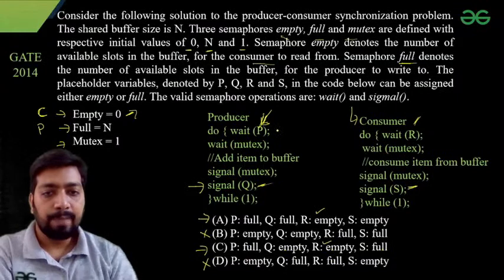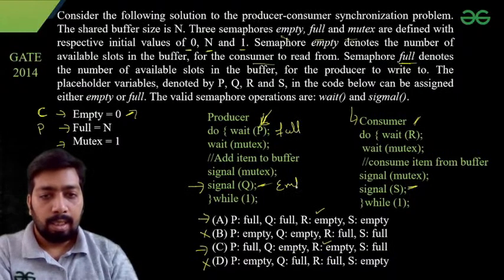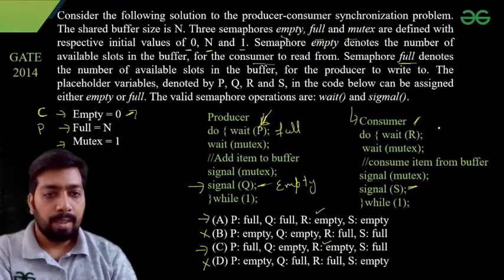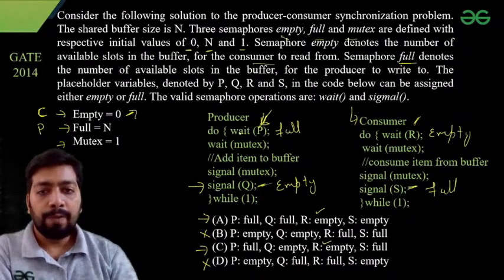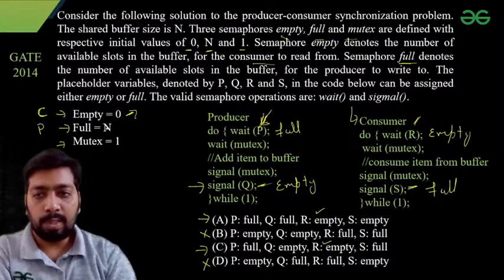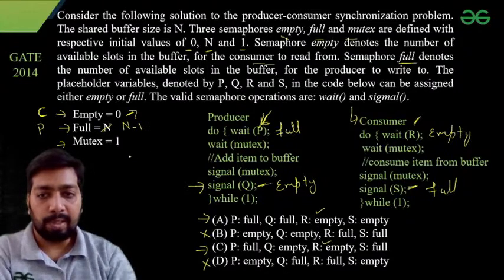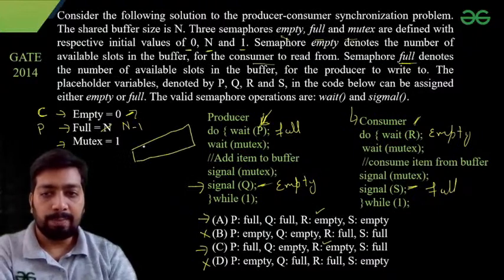So let me see how it works using full, empty, empty and full. First of all, it performs the wait operation on full, so n goes to n minus 1. That's fine, one item is already filled. Suppose this is the buffer and its size is n. Now item 1 is filled here, and the remaining space is n minus 1.